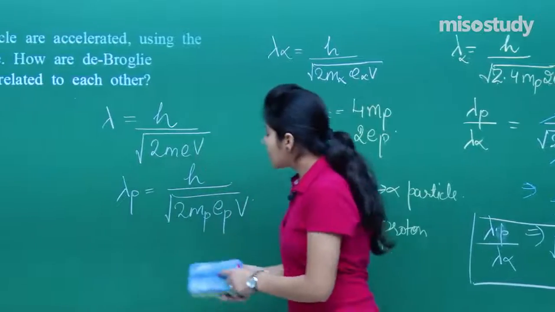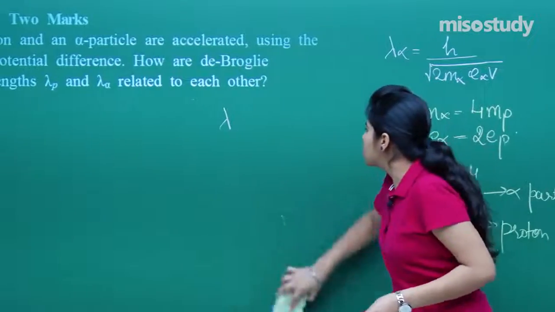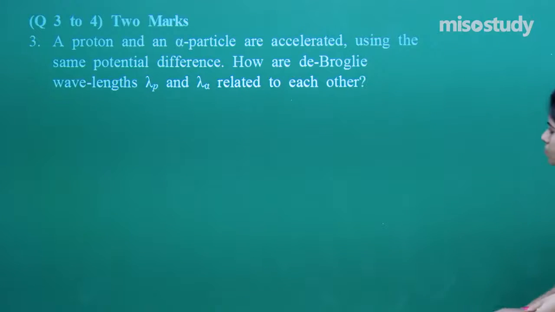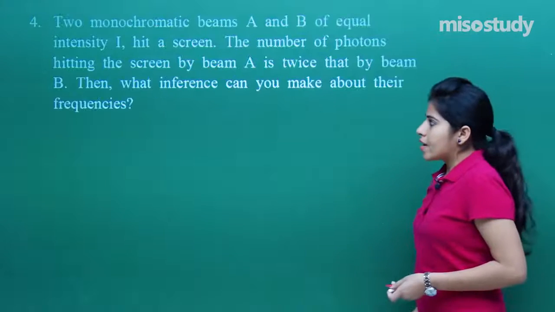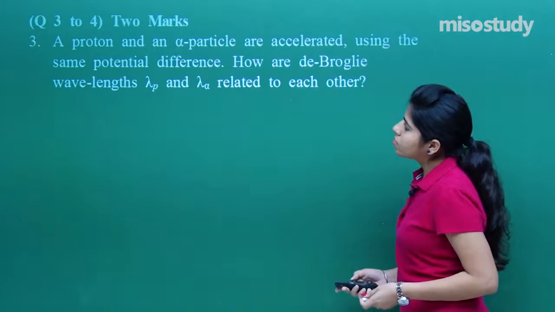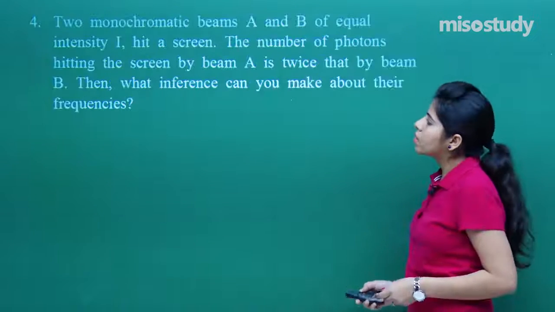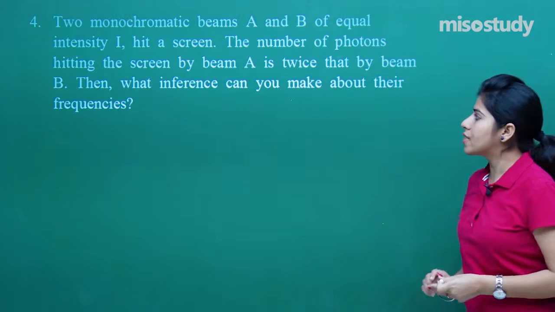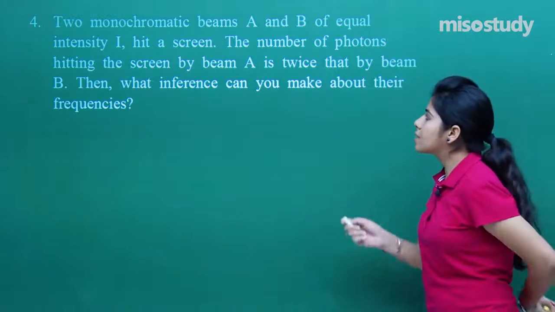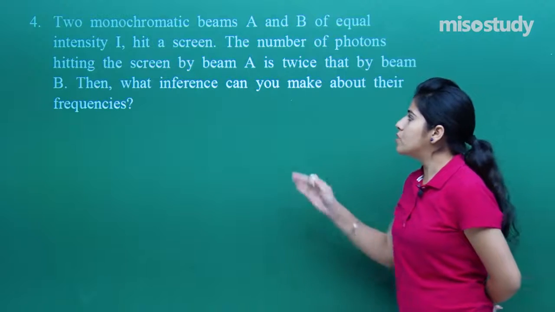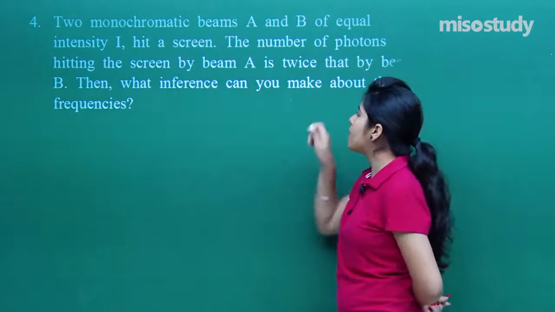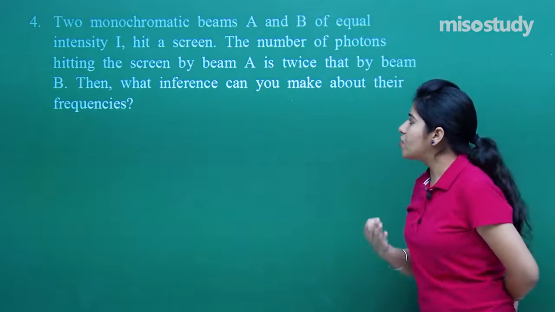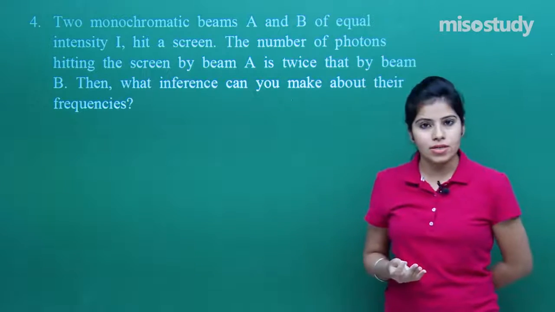Okay. Let's see the next question. Again, how many marks? 2 mark question. 2 monochromatic beams A and B of equal intensity I hit a screen. The number of photons hitting the screen by beam A is twice that by beam B. Then what inference can you make about their frequencies?